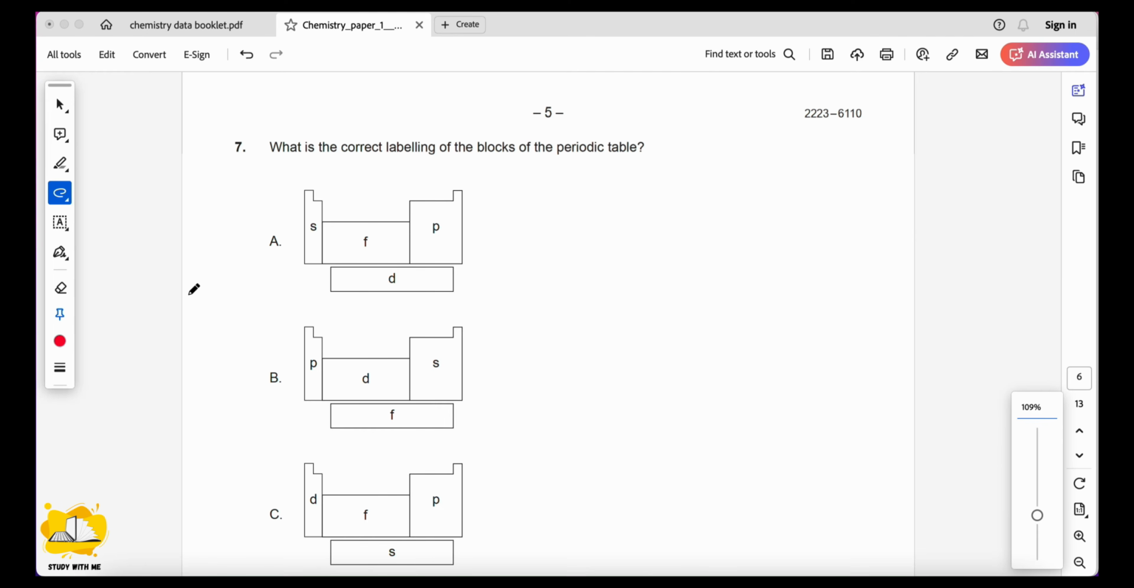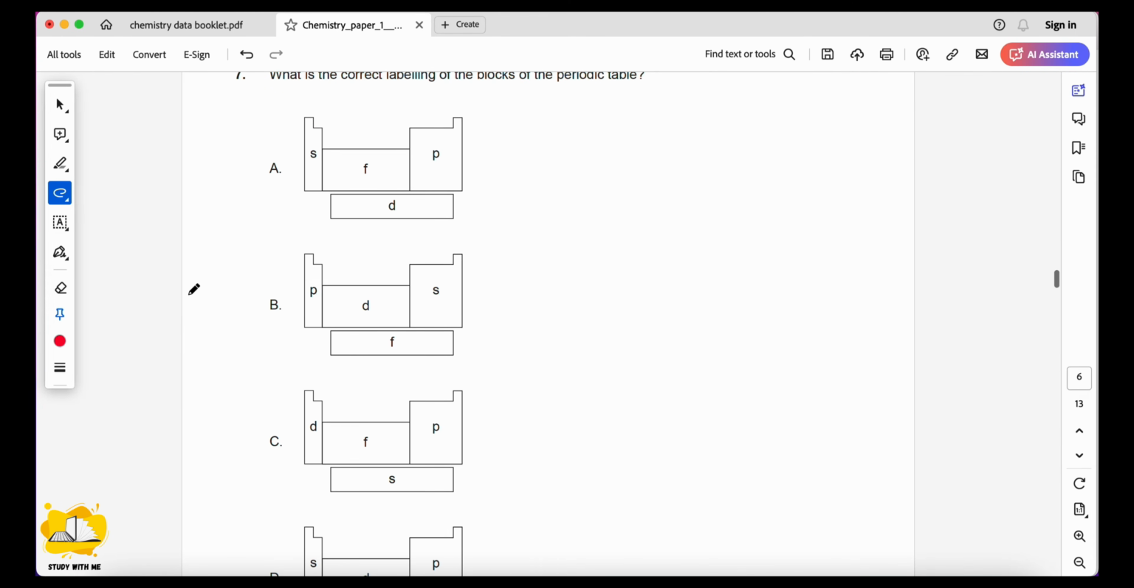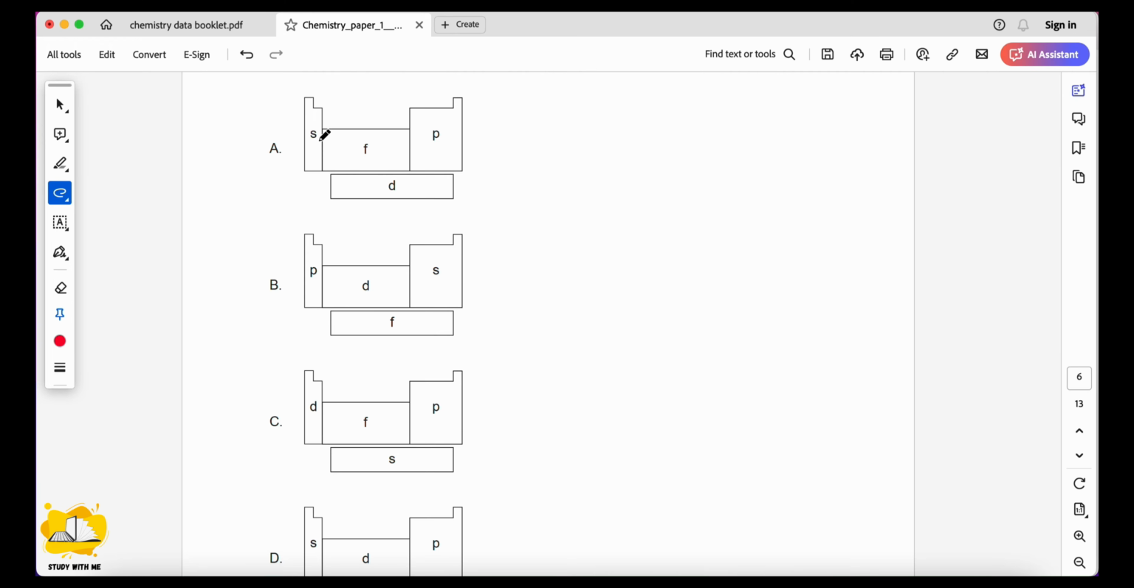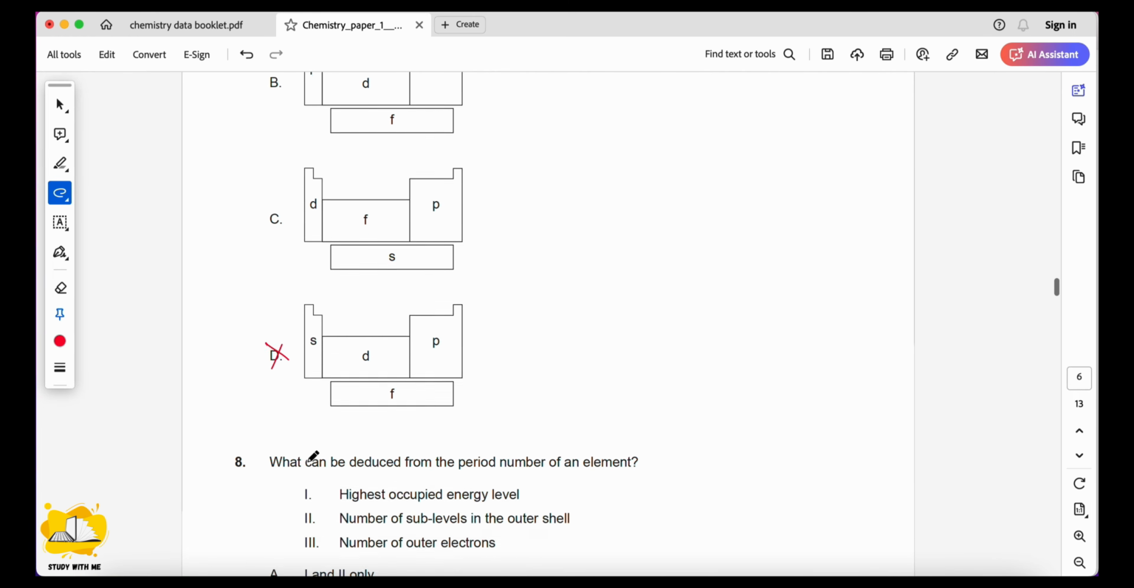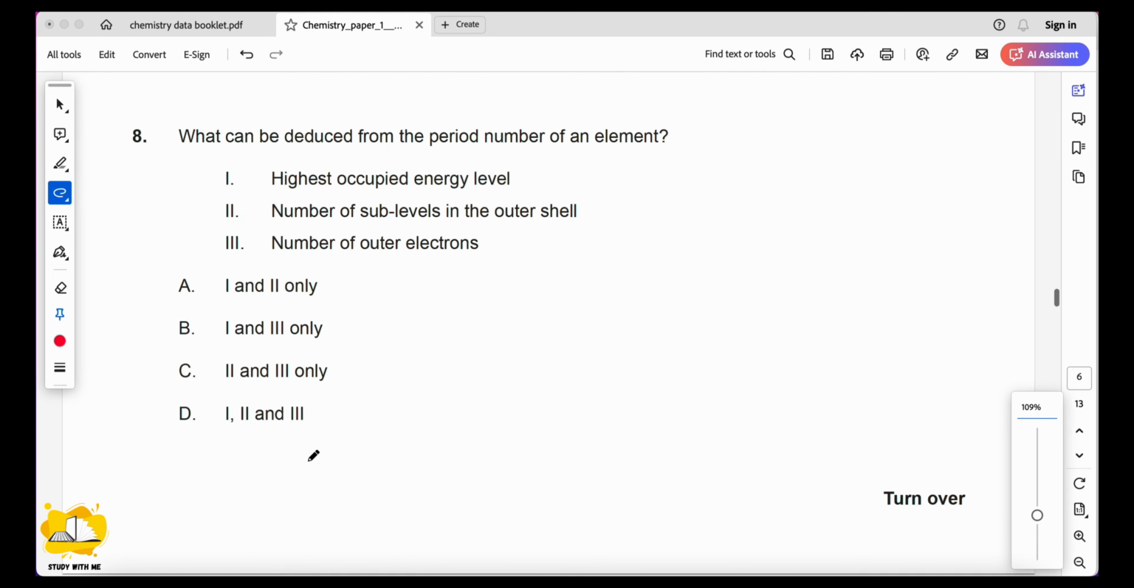What is the correct labeling of the blocks of the periodic table? Alkali metals will be in the s block, which is D. And d here is the transition metals, and p is for nonmetals, halogens, and noble gases, and f is for lanthanides and actinides. So the answer is D.